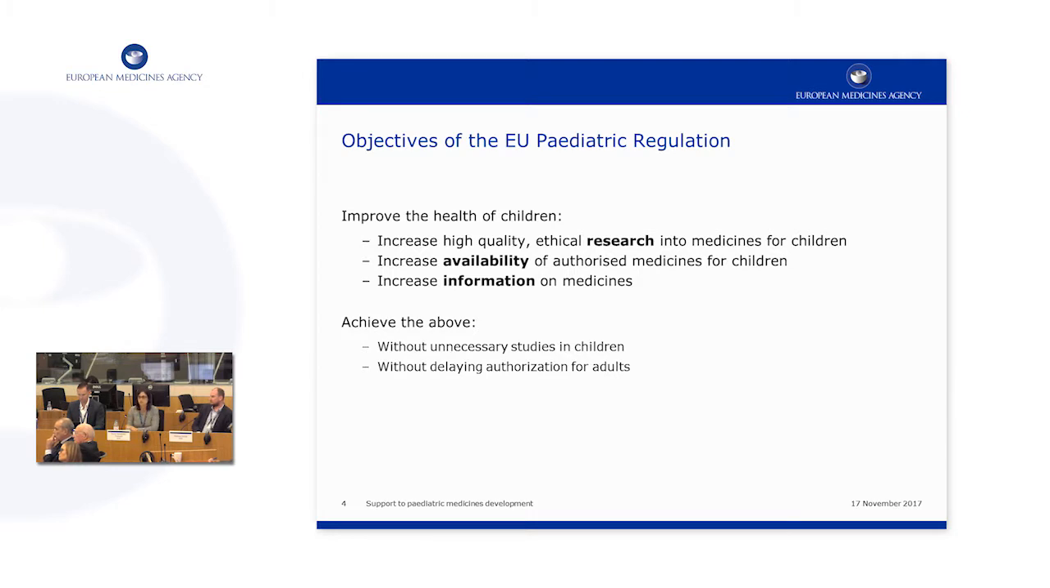So what are the objectives of the pediatric regulation? The main objective is to improve the health of children by increasing high quality and ethical research into medicines for children, increasing the availability of authorized medicines, and also increasing the information on these medicines. The aim is to achieve the above without conducting unnecessary studies in children and also without delaying the authorization of medicinal products for adults.